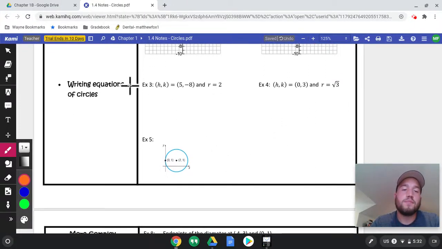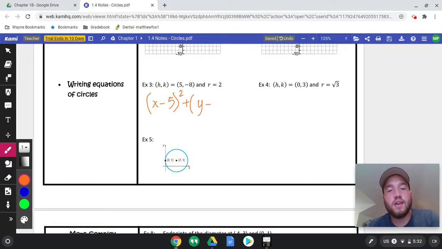So now, if we look down here, example 3, we want to write an equation. Here's what h and k are, okay, and it tells us the radius is 2. So if we plug those in, we know it's going to be x minus h, which in our case is 5. We'll square that, plus y minus k, which in our case is negative 8. So y minus negative 8 becomes plus 8. We'll square that, equals r squared. In our case, r is 2, so 2 squared gives us 4.